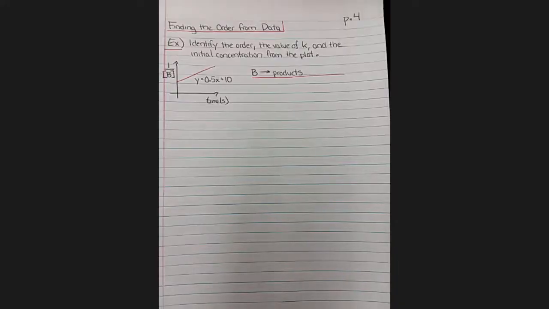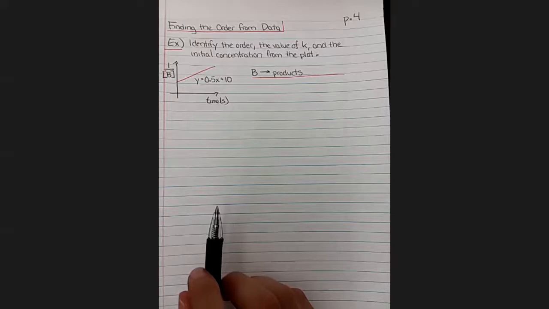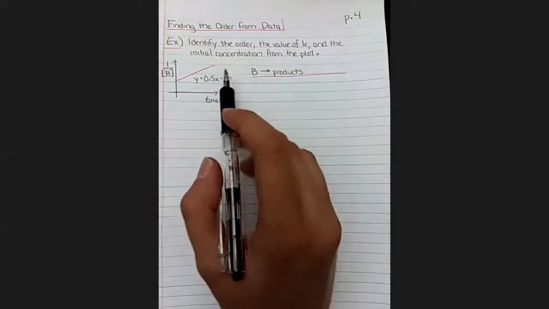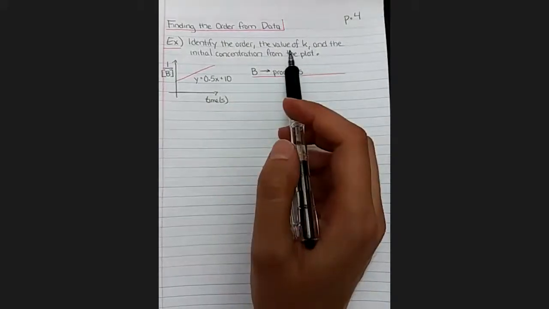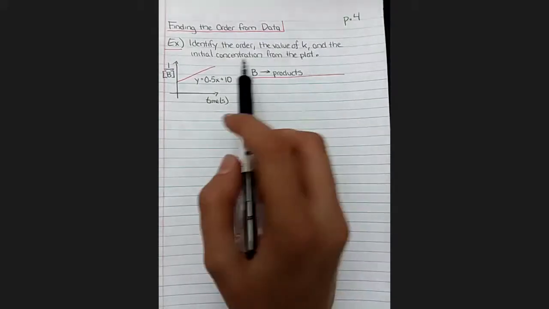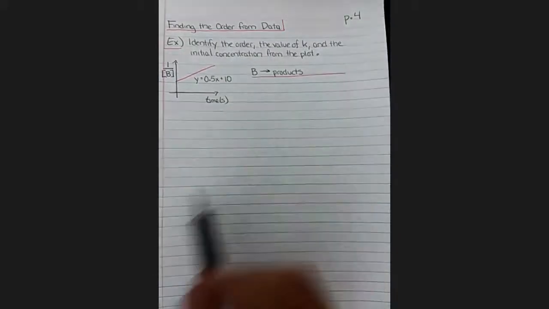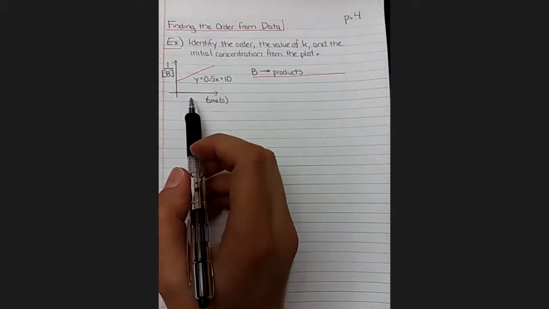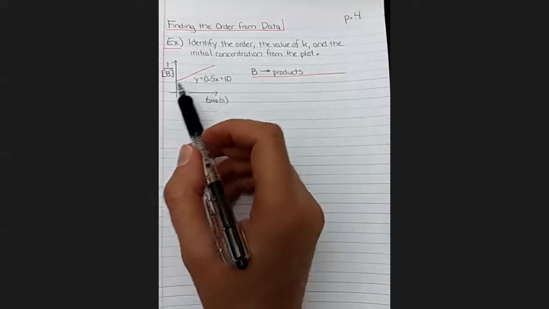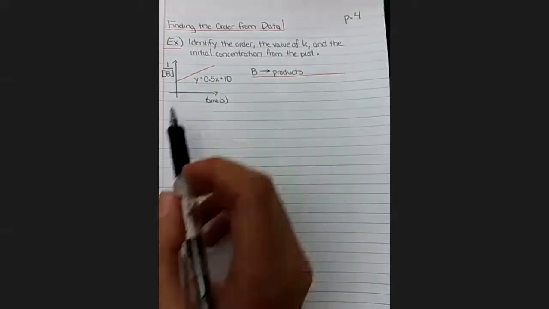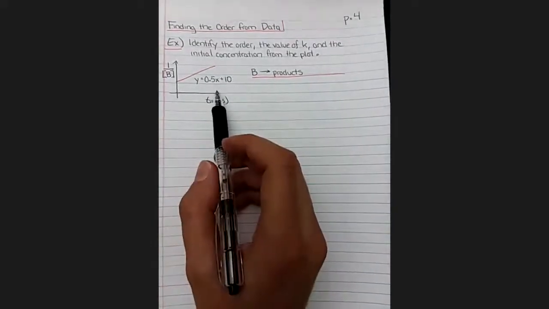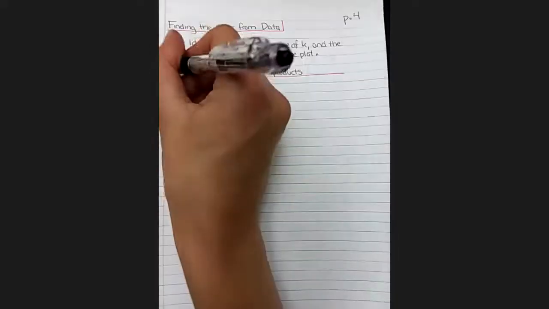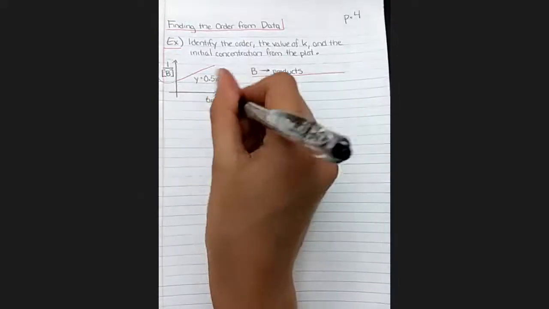So let's start with this first example. I'll give you a second to write it down. So this one says, identify the order, the value of k, the rate constant, and the initial concentration from the plot. So here's our plot, and we can see that there's a line. So this is a linear relationship, whatever order this is. We're given the equation for the line, so we can take some information out of it, and we can see what the y and the x-axes are.